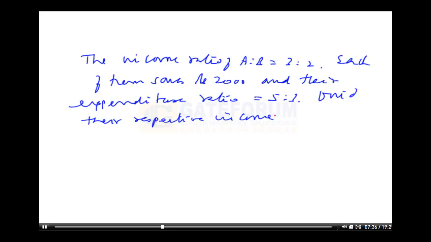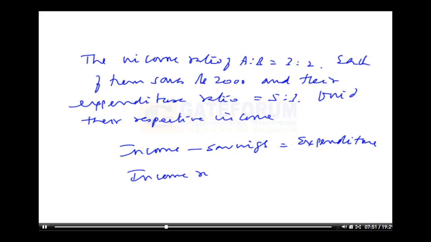So, the basic relation between income, expenditure and savings we know. Income minus expenditure is savings, or income minus savings should give you the expenditure. So let's write the income ratio of A and B. What is that? 3 is to 2. Definitely not 3 rupees, 2 rupees. We know we have to write equal ratio 3x, 2x.